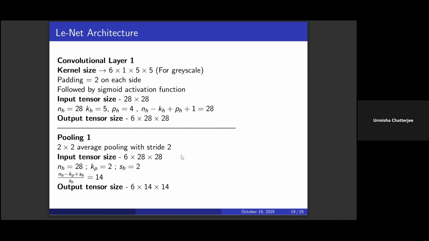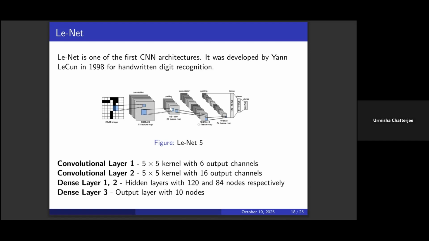So a stride of 2 means, NH is now 28. This is our input image size. Kp is the size of pooling, which is 2, stride is 2. So NH minus Kp plus SH by SH, which is 14. So as we perform the average pooling, our input from 28 by 28 reduces to 14 by 14. And here the input channel was 6. Pooling doesn't change the input channel, so it's 6 by 14 by 14, as you can see here.